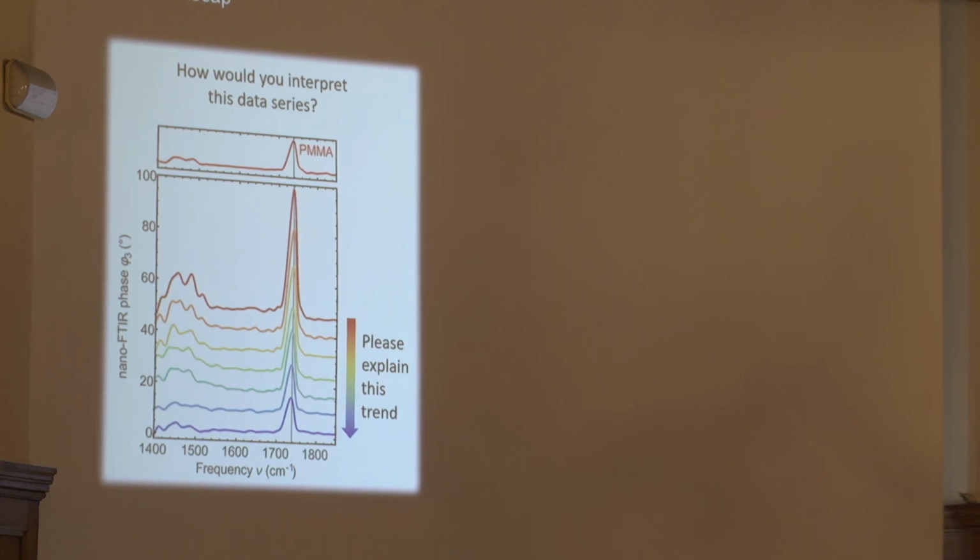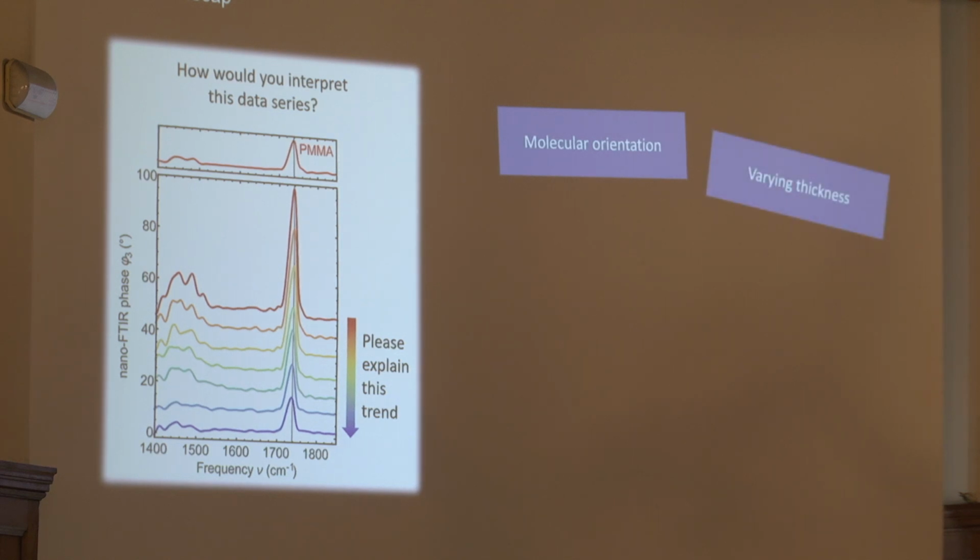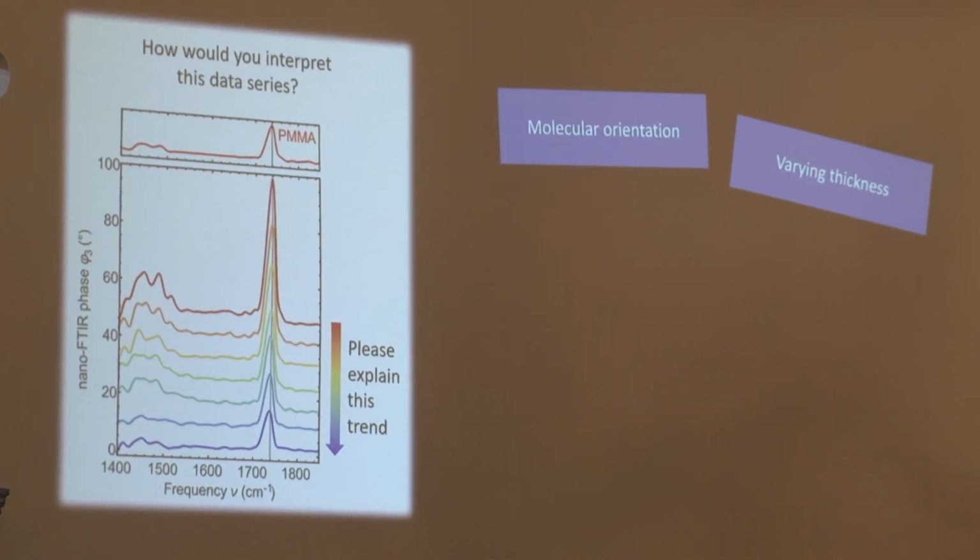Interface reflections, yeah, could be. So it could be something like varying thickness. And you have an interface between the film and the substrate. This could happen. Molecular orientation, we've seen already. But there could be more reasons. What else could happen?